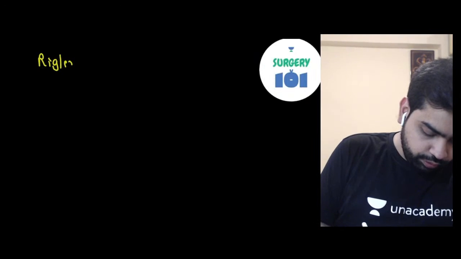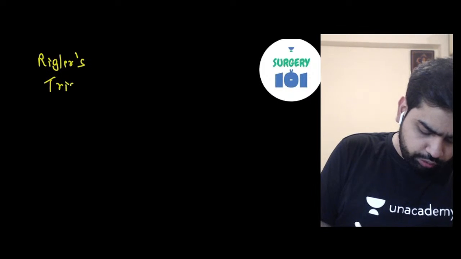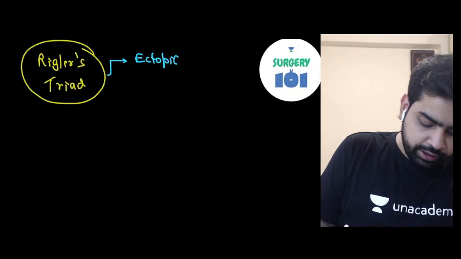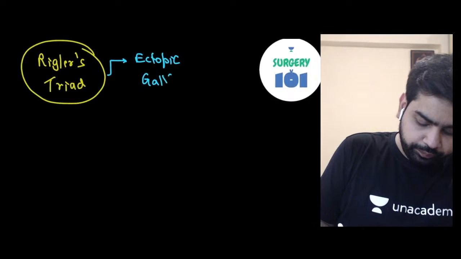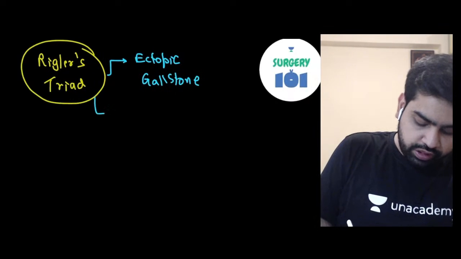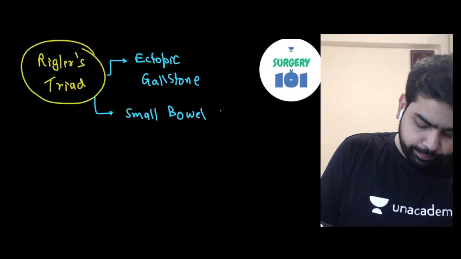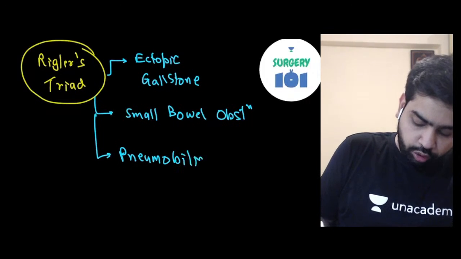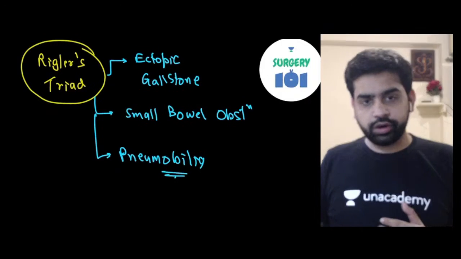This constitutes something which is called Rigler's triad. This is very important. I'm sure you guys know about this, but this is what constitutes Rigler's triad. What are the three things? We have an ectopic gallstone. We have a patient with signs and symptoms of small bowel obstruction. And then we have pneumobilia. All these three things constitute the Rigler's triad.